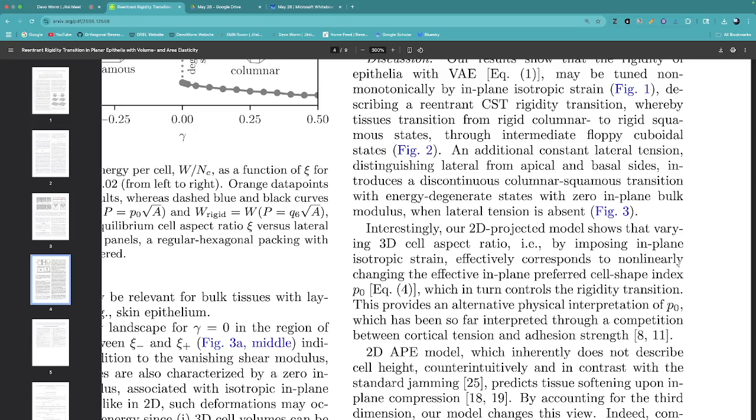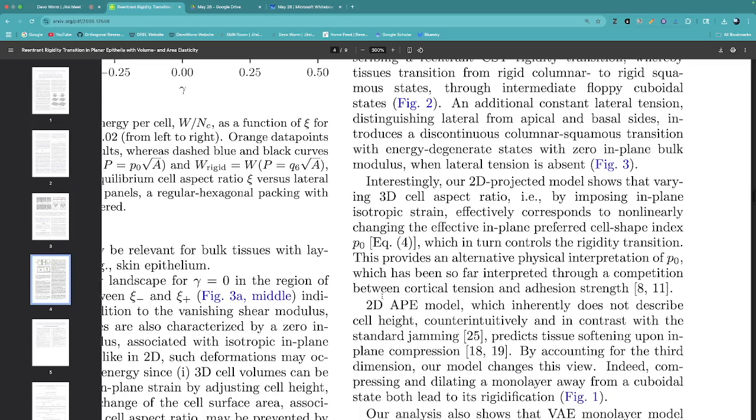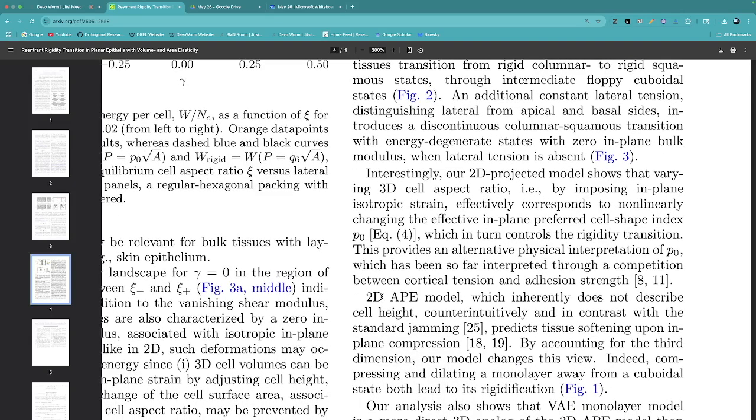So our 2D model shows that varying 3D cell aspect ratio, which is by imposing in-plane isotropic strain, effectively corresponds to nonlinearly changing the effective in-plane preferred cell shape index, P0, which in turn controls the rigidity transition. This provides an alternative physical interpretation of P0, which has been so far interpreted through a competition between cortical tension and adhesion strength.